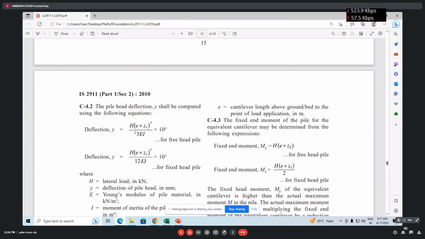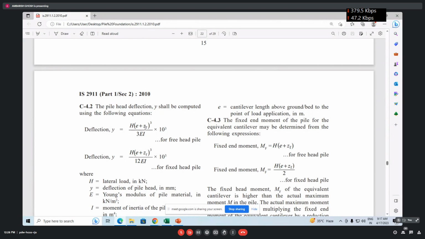Y equal to, you can see the same formula, PL cubed by 3EI. Y will be in millimeter, that's why it has been multiplied by 10 to the power 3. H is the horizontal load, E is the eccentricity, ZF is the depth of fixity, and 3EI has come. That means PL cubed by 3EI for fixed head pile. It is clear?